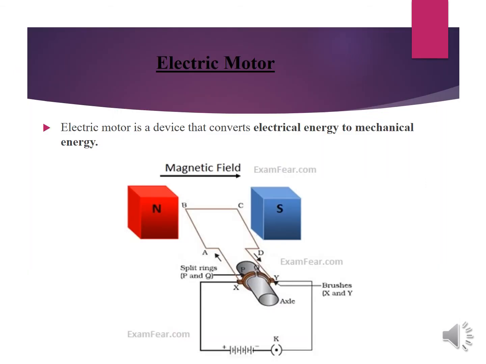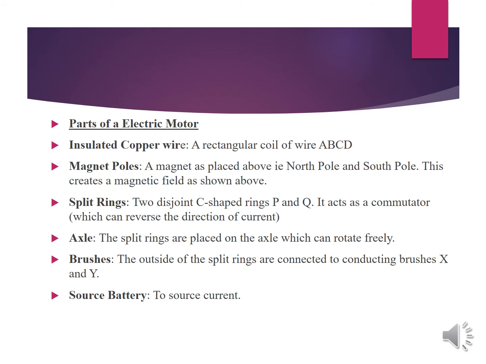Now we have the electric motor. An electric motor is a device that converts electrical energy to mechanical energy. You can see the diagram. We have two electromagnets in between the axle, and we have an armature, and we have the axle and brushes. Parts of an electric motor.